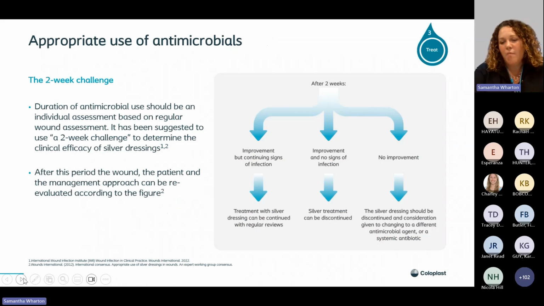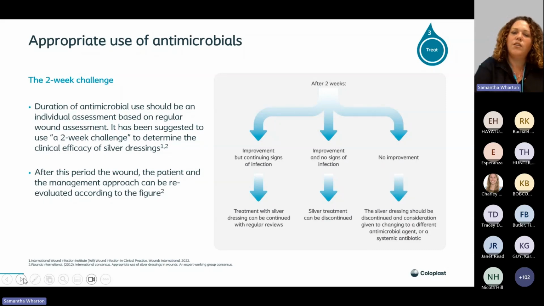We always need to be vigilant when we're using antimicrobials and ensure they're actually being effective within that wound bed. So we often talk about the 2-week challenge. It's about reassessing and making sure that whatever antimicrobial you're using, it's actually had an effect within that wound. If it hasn't within 2 weeks, it's not going to. You need to go back to your assessment, make sure you haven't missed anything, maybe use a different antimicrobial.